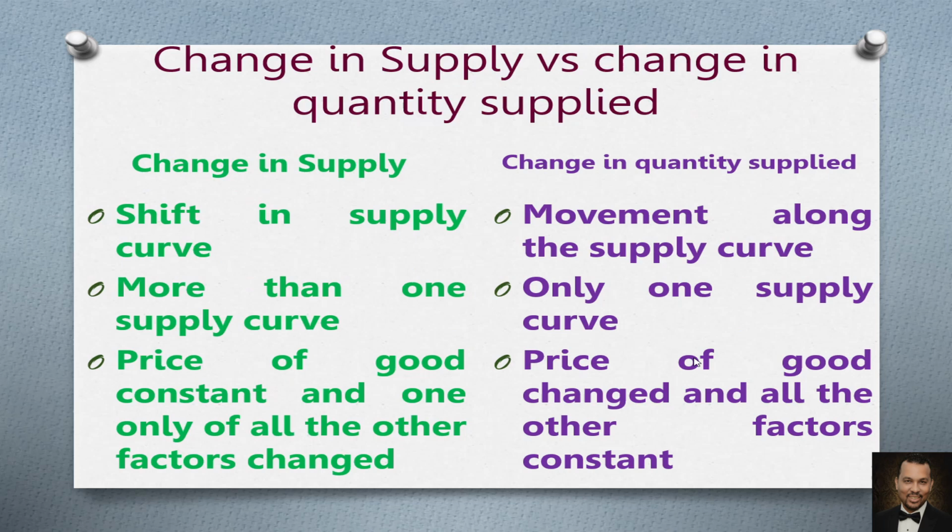Now, change in supply versus change in quantity supplied. Change in supply means a shift in the supply curve. In this case, maybe the supply curve shifts to the right or to the left. More than one supply curve. Change in quantity supplied, in this case we are still on the same supply curve. No shift, one supply curve. So any movement is a response to a change in price only.